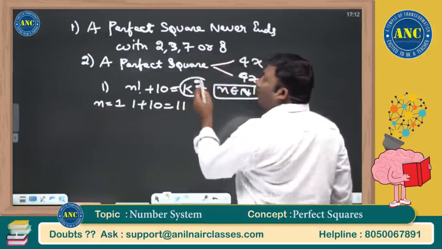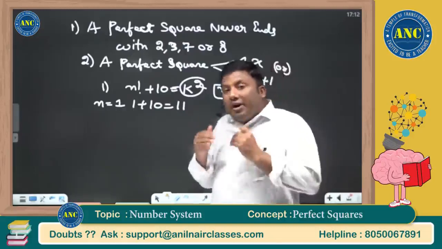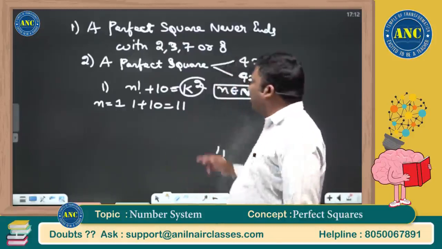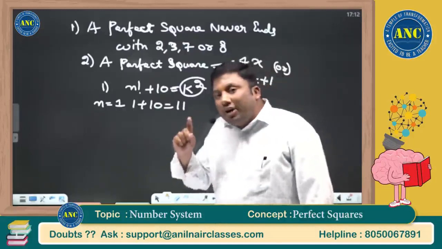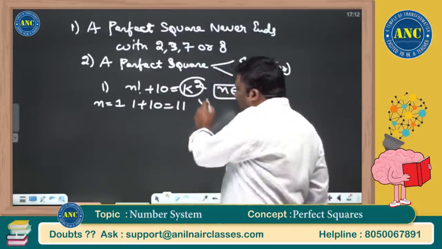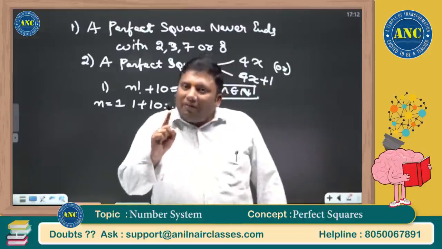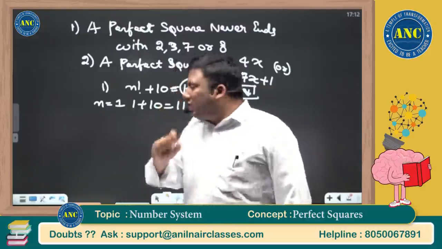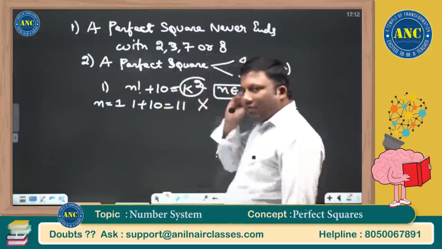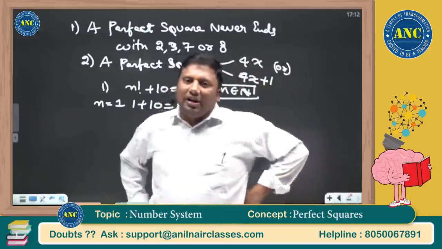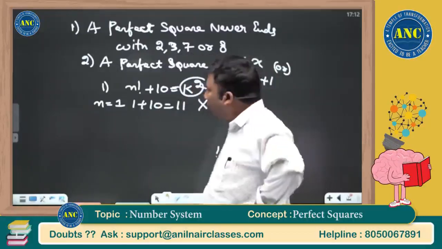A perfect square should always be of the form 4 into something or 4 into something plus 1. 11 is 4 into 2 plus 3. It is not a perfect square. Also please write down in your notebook, any perfect square ending with 1, the tens digit should be even. 9 square 81, 19 square 361, 29 square 841, 21 square 441.